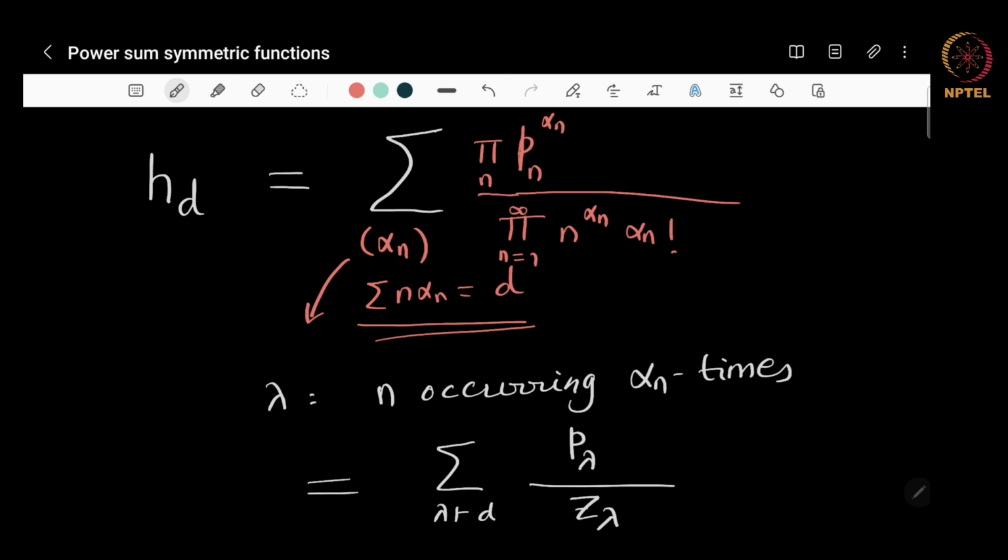And what is this number z lambda here? Sometimes we write a partition in what's called multiplicative notation: 1 occurs alpha 1 times, 2 occurs alpha 2 times, 3 occurs alpha 3 times, and so on. Then z lambda is just a number, the product of alpha n factorial and the product of n power alpha n.